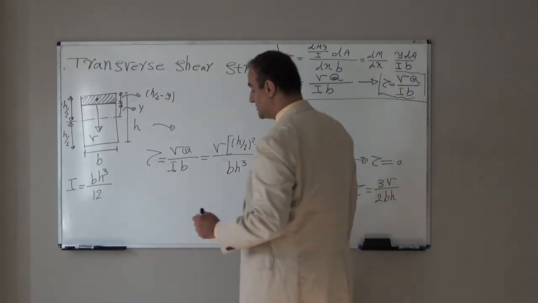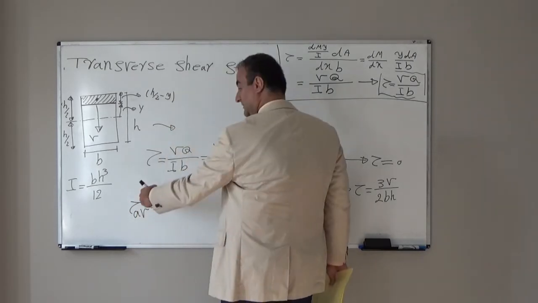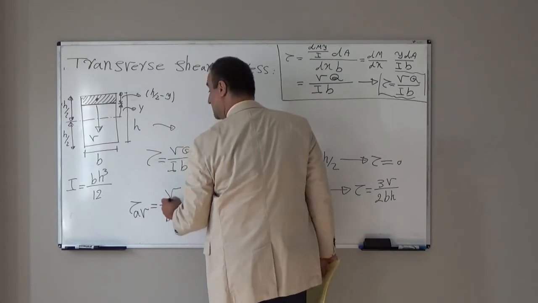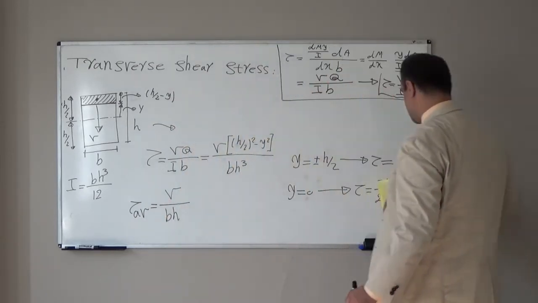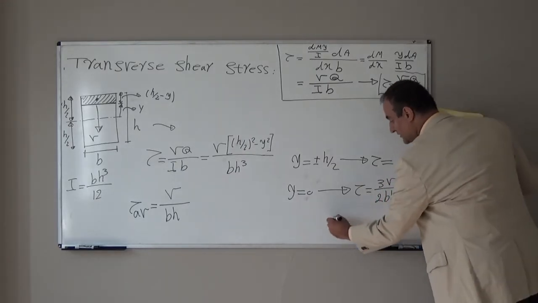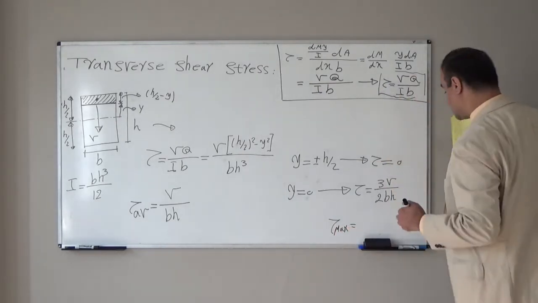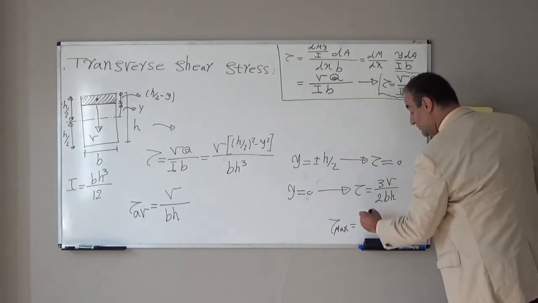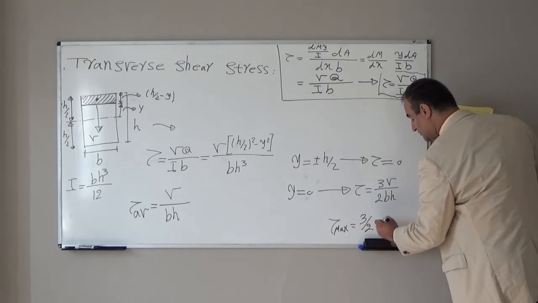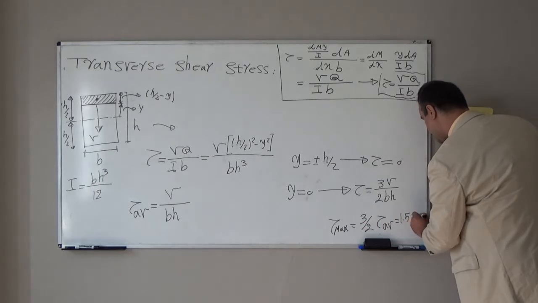We know the average shear stress is equal to the shear force V divided by the cross-sectional area BH. Here this will be the maximum one, 3 over 2 V over BH. So the maximum shear stress will take place for a rectangular cross section at the neutral axis location, and the magnitude will be 3 over 2 times the average shear stress, or 1.5 times the average.